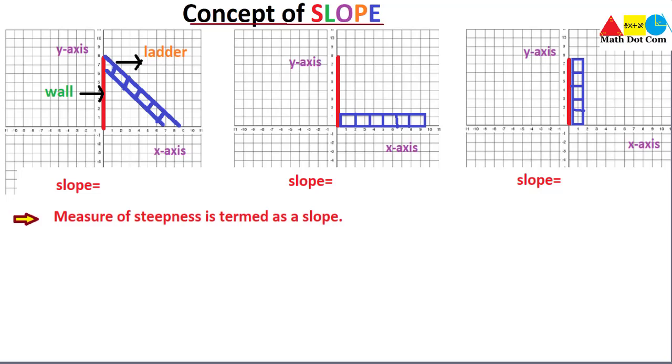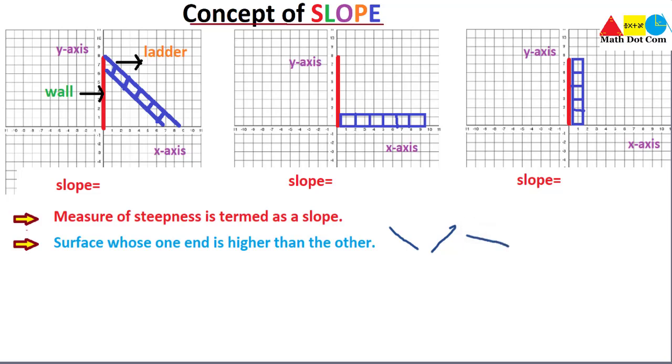Next thing that we also came across about the slope is surface whose one end is higher than the other. It is not the definition of slope, but it is the property of the slope, that only that surface will have slope whose one end will be higher than the other. It means it could be like this, it could be like this, it could be like this. So it means one surface is higher than the other. So this is the property of the line whose slope we are talking about. So this is one of the property.